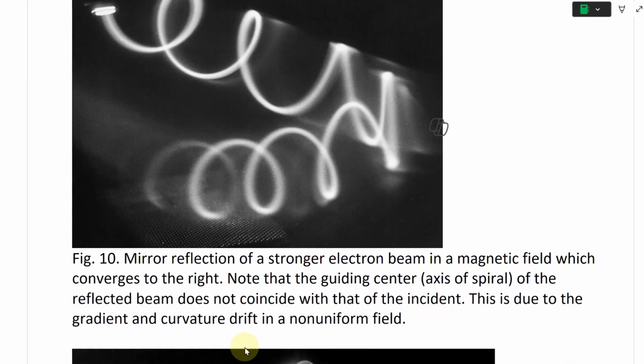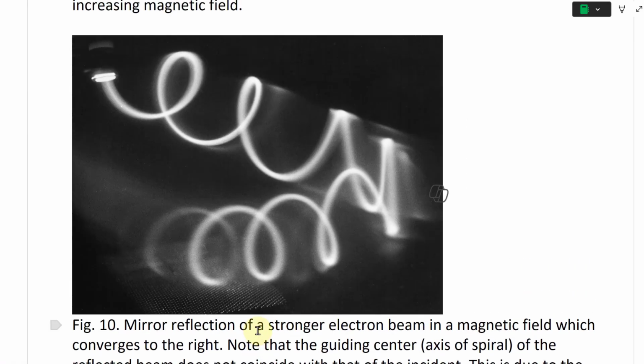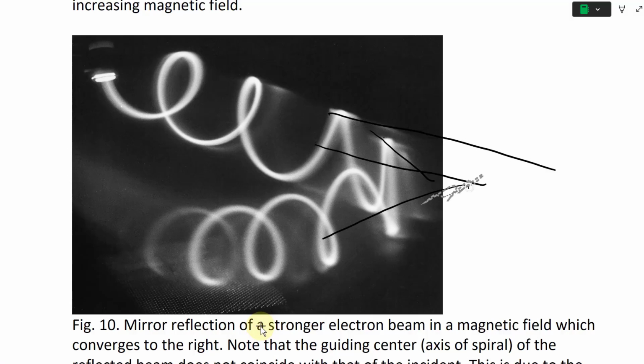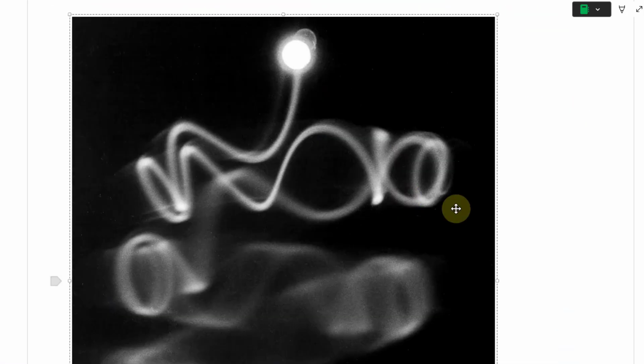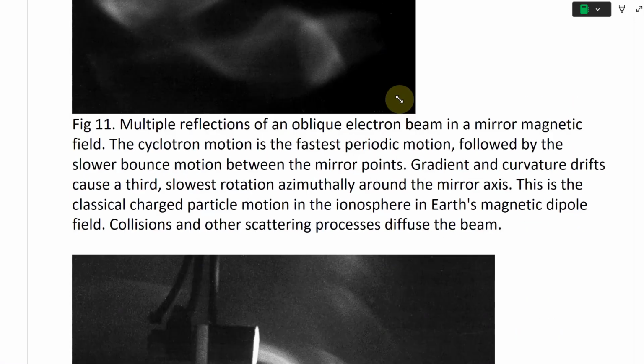This is due to the gradient and curvature of drift in a non-uniform field. So I think it's saying that this does not align with this axis right here, and this separates. I think it cuts off there, but again, I'm not 100% sure what that means. Anyways, I might review it later when I upload the sections video of this.